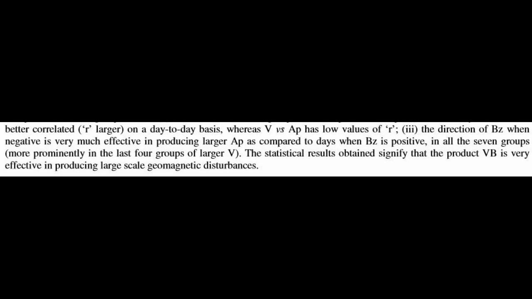So the direction of BZ when negative is very much effective in producing larger AP as compared to days when BZ is positive in all the 7 groups, more prominently in the last 4 groups, larger velocity. So they broke down all that data and grouped the solar wind speed into 7 groups, starting with like 300 to 350 and then up like that. So the larger the velocity, the more prominently BZ negative affects it. The statistical results obtained signify that the product, VB, is very effective in producing large-scale geomagnetic disturbances.